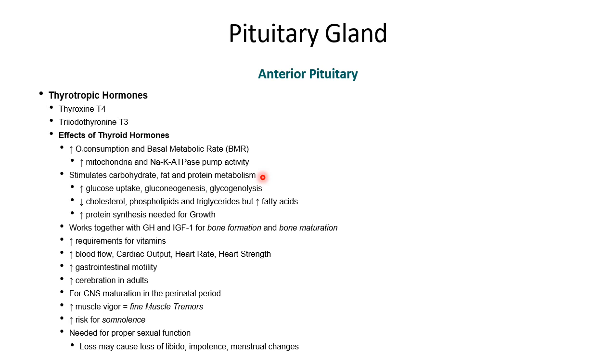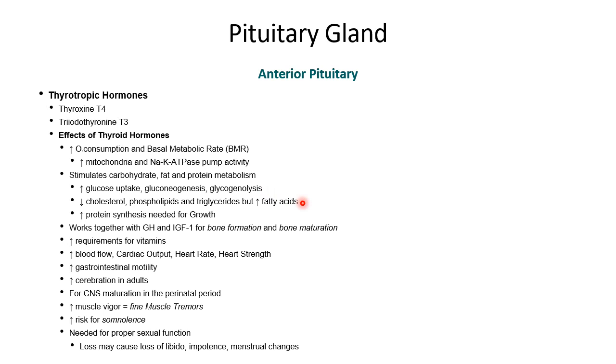Your thyroid hormone also stimulates whole macromolecule metabolism for carbohydrate, fat, and protein. For carbohydrates, it increases glucose uptake into the cell. It causes gluconeogenesis, or the formation of new sugar molecules, and glycogenolysis, which is the breakdown of the storage form of sugar, such as glycogen. And so when you break glycogen, you release the individual glucose units into the blood.